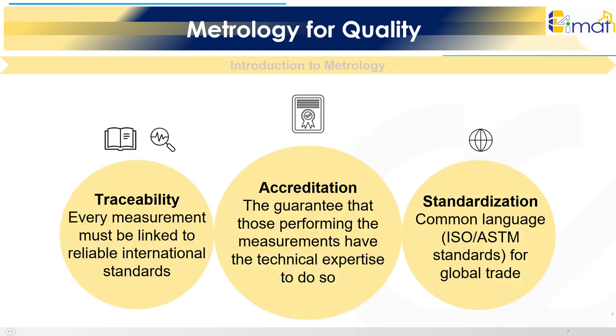Three important aspects to be considered for the quality inspection are: traceability. Every measurement must be linked to reliable international standards. Accreditation. The guarantee that those performing the measurements have the technical expertise to do so. Standardization. Common language, ISO and ASTM standards, for global trade.